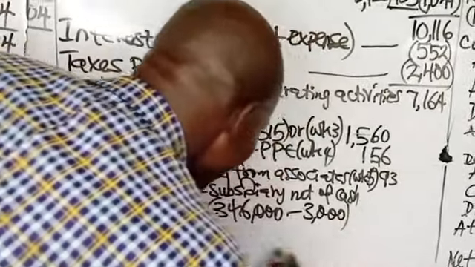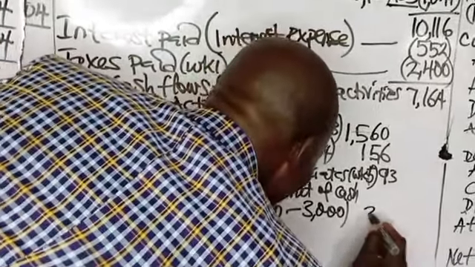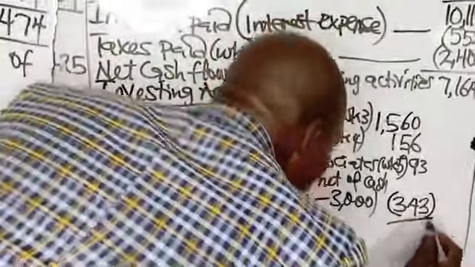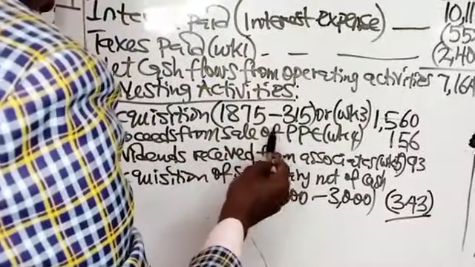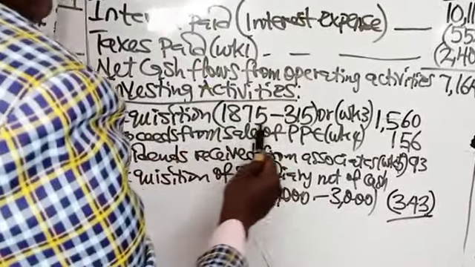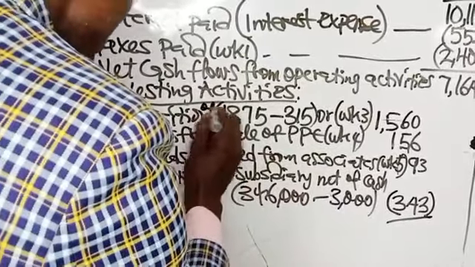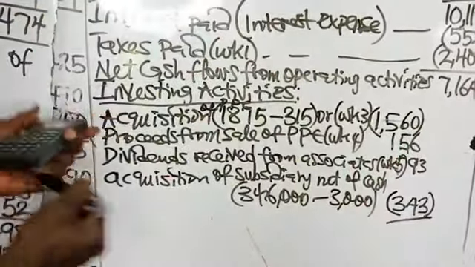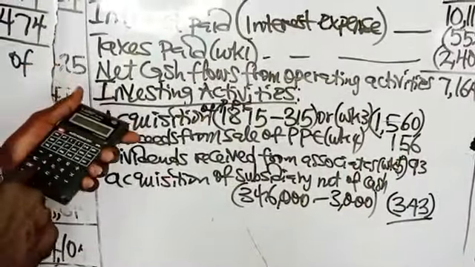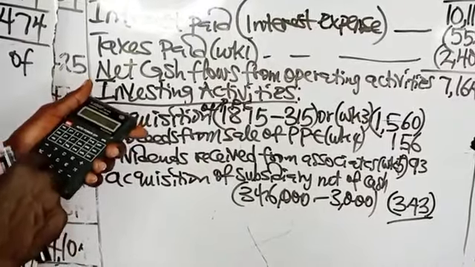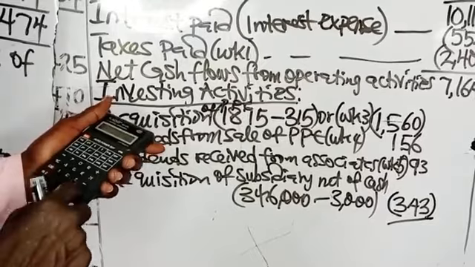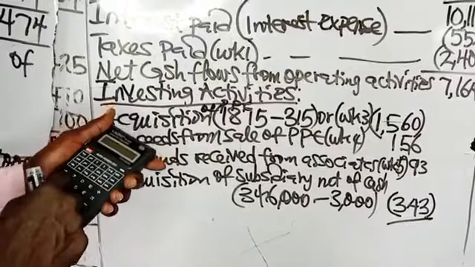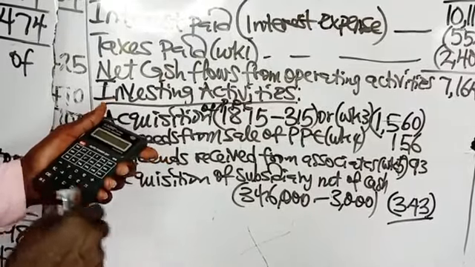So we have 343. This is an outflow. Acquisition of PPE is also an outflow. So we have minus 1,560 plus 156 plus 93 minus 343. So we have 1,654.